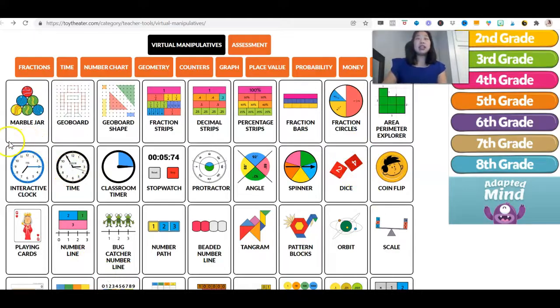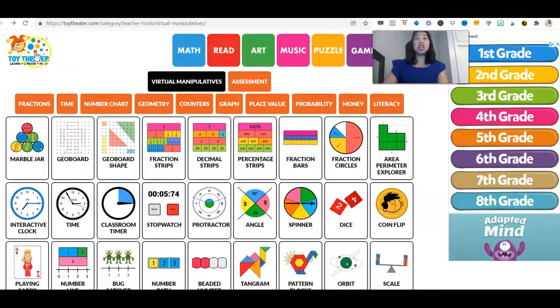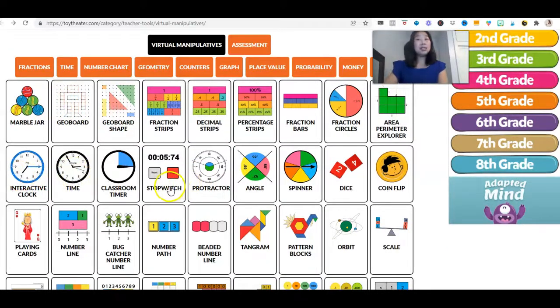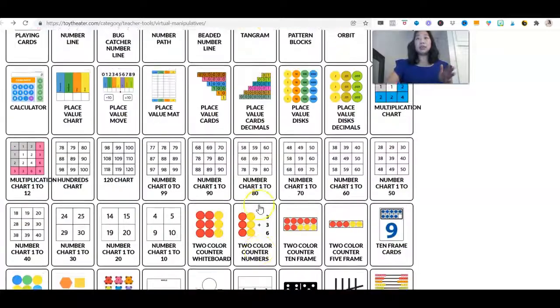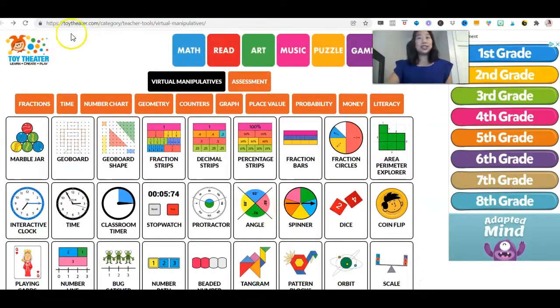Okay, first is Toy Theater. Toy Theater actually has a ton of different things, but if you go into the math section and their virtual manipulatives, they have a ton of stuff. Marble jars. I love the interactive clock because even though we're in middle school, our students do not know how to tell time unless it's a watch that tells you the exact time. Just so many things: angles, spinners, pattern blocks, so many counters. I love these because, especially for teaching integers, I just make my own counters, but these are perfect too. So this is toytheater.com.